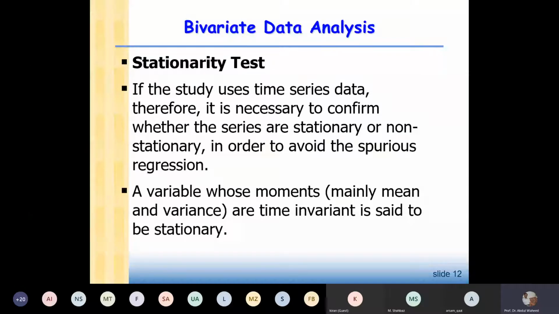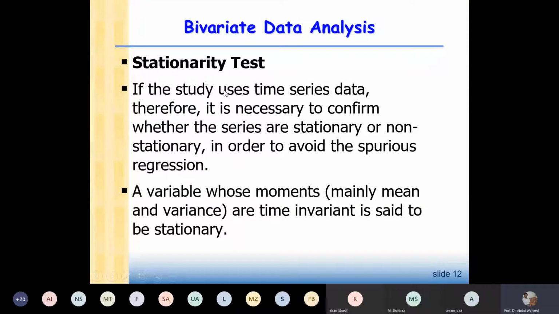Then if you are using time series data, we have to apply the stationarity test. A variable whose movements, particularly the mean and variance, are time invariant, we will say the variable is stationary, otherwise non-stationary. And there are tests. I will show you those tests and how we can interpret the results.